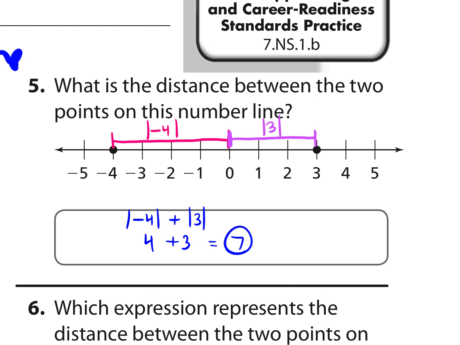Another thing we could do is we could just count the distance on the number line. From negative 4 to positive 3, we can count 1, 2, 3, 4, 5, 6, 7.